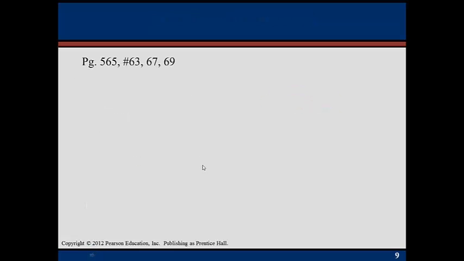So again, in our books on page 566, we're going to look at problems 63, 67, and 69. We'll start with number 63. It says simplify each expression. Use the distributive property to remove parentheses first. And for number 63, we have 2 times parentheses x plus 4 minus 17. And that equals.